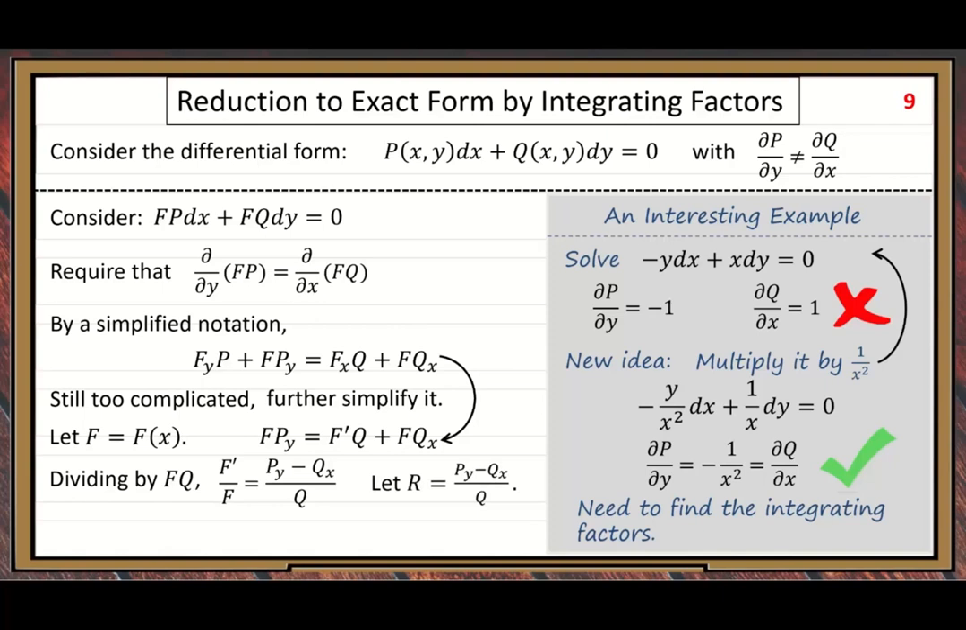Here, let's introduce a function r equals this one. We do the calculation. After we do simplification, if we see this function does not contain y, then this method works, so we can find the F formula. Then the whole method works. So you need to check it.